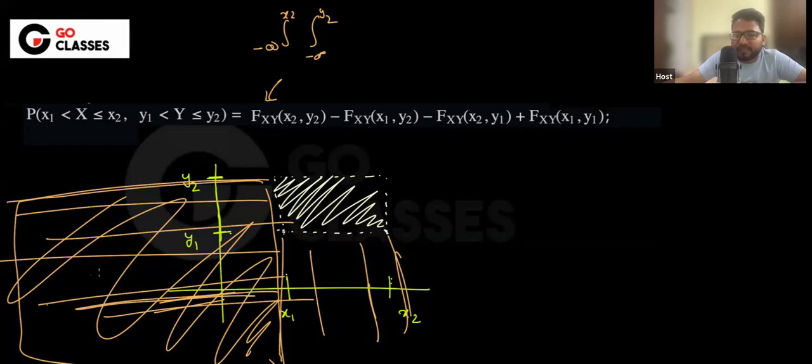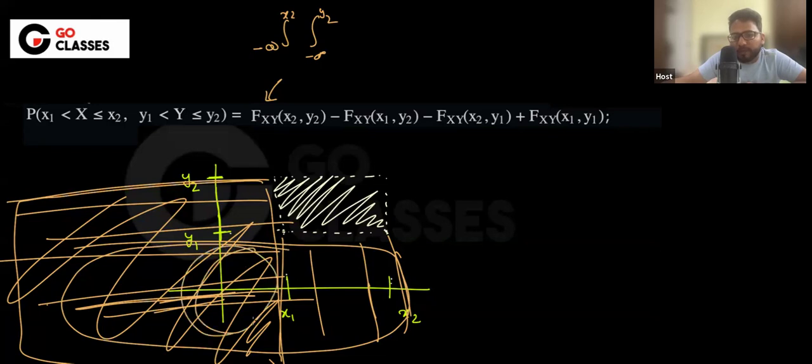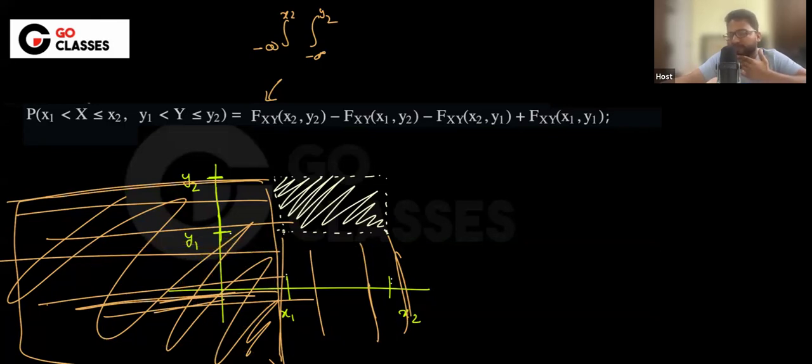So they are saying that you subtract minus infinity to x2, and then minus infinity to y1 you subtract. If you do this, then this particular region will be subtracted two times. So that's why from minus infinity to x1 and minus infinity to y1, I think they're adding this region one more time.